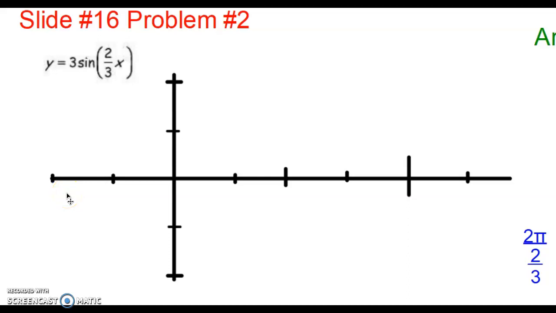I was hoping you would tell me what problem to do, but I just decided to pick problem 2 from slide 16. And it's 3 sine 2/3 x. Well, this number in front we know is the amplitude. So that's going to be a 3. That means we're going to go way up to a 3.